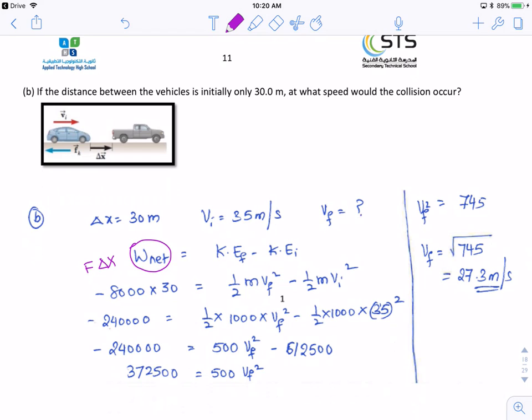Because 8000 is the force of friction, equal to half m vf square minus half m vi square. Vf square is unknown, m is 1000, vi is 35. After this step, everything else is calculation. Okay, so physics ends here. After that, you are doing calculation. Final answer will be 27.3 meter per second.